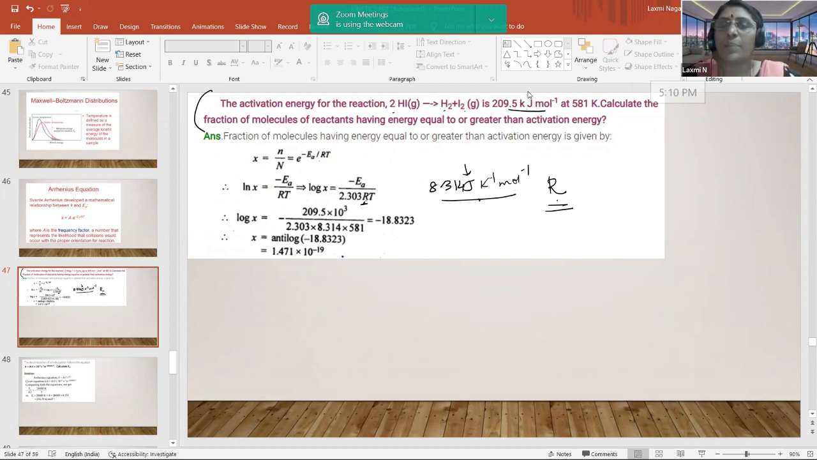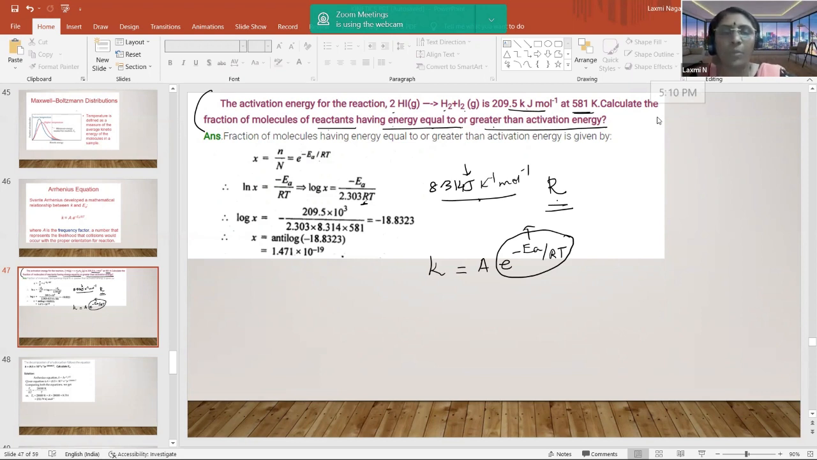So kilojoules per mole at 581 Kelvin. Calculate the fraction of molecules of reactants having energy equal to... again, they should not go wrong with the fraction. This is not the same fraction. The fraction of molecules left out is different from the fraction of reactants having energy equal to or greater than the activation energy. So when you teach the Arrhenius equation, k is equal to A e to the power minus Ea by RT, tell them, we all do that, this term is the fraction having energy equal to or greater than activation energy. Any problem in proceeding with this problem, teachers?